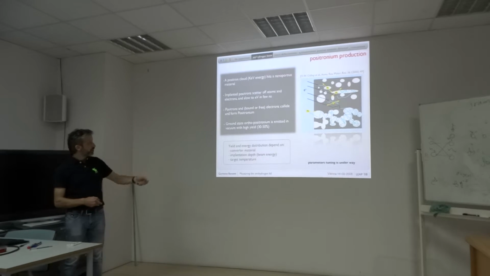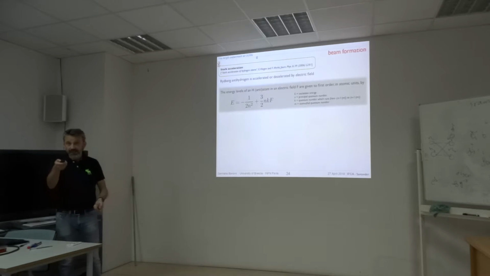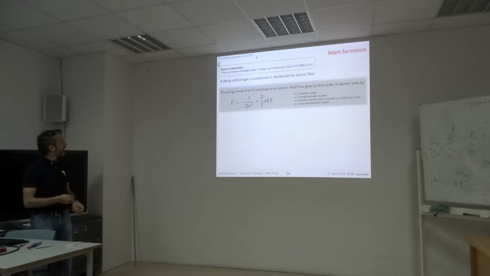Esto cómo se crea el positronio, and the answer to the earlier question. Stark acceleration was done in 2006 by Merck, the group in Zurich, and they are a satellite of our experiment, so whenever it's needed they should join again.